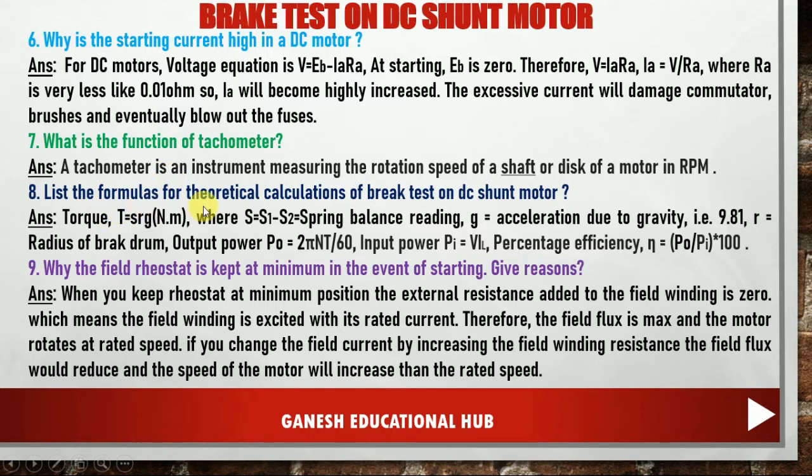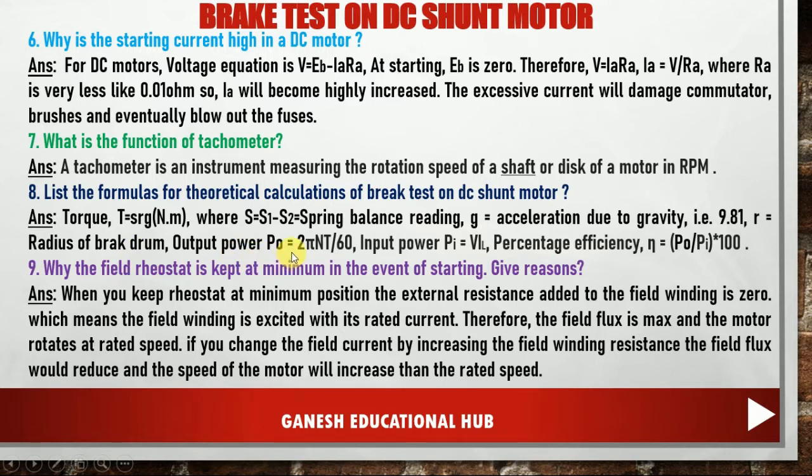Next question. List the formulas for theoretical calculation of a brake test on a DC shunt motor. There are some calculation formulas. First, shaft torque, T equals S times J times R, where S is the spring balance reading, S equals S1 minus S2. Here S1 is the higher value and S2 is the lower value. Next, J is the acceleration due to gravity, that is 9.81, which everyone knows. R equals the radius of the brake drum.